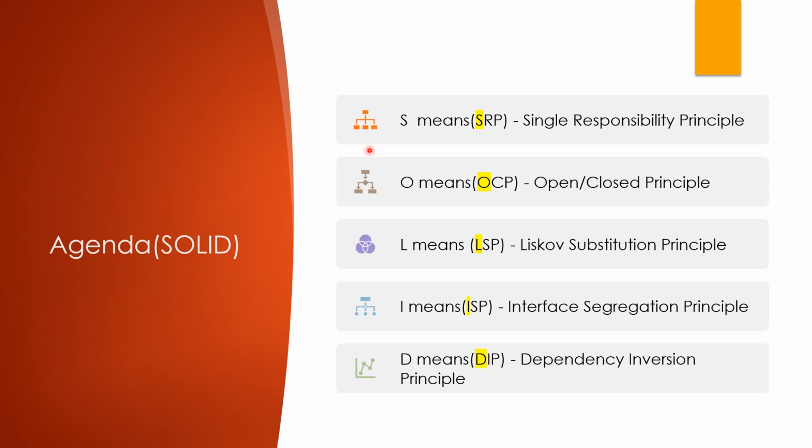SOLID full form. S means Single Responsibility Principle. O means Open/Closed Principle. L means Liskov Substitution Principle. I means Interface Segregation Principle. D means Dependency Inversion Principle.